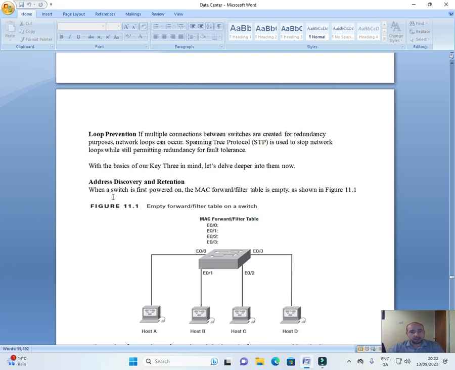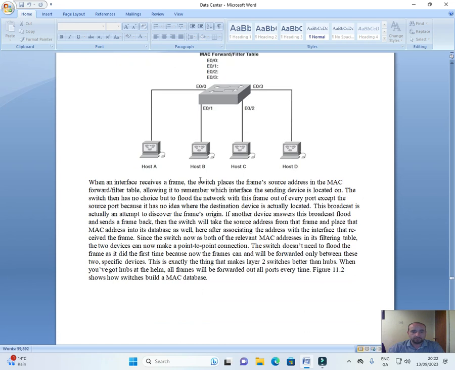Address discovery and retention. When a switch is first powered on, the MAC forward table is empty, as shown in figure 11.1. When an interface receives a frame, the switch places the frame's source address in the MAC forward/filter table, allowing it to remember which interface the sending device is located on. The switch then has no choice but to flood the network with this frame out every port except the source port. It has no idea where the destination device is actually located. This broadcast is actually an attempt to discover the frame's origin. If another device answers this broadcast flood and sends a frame back, then the switch will take the source address from that frame and place that MAC address into its database as well, hereafter associating the address with the interface that received the frame.